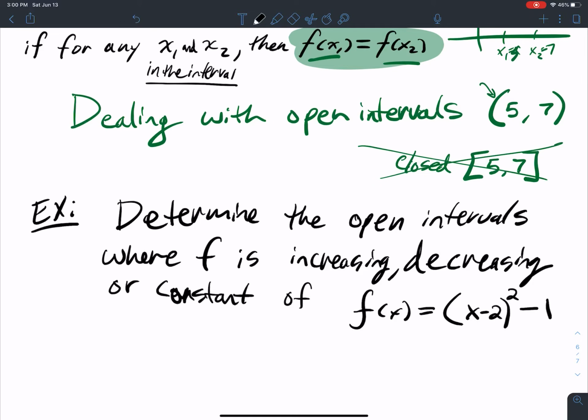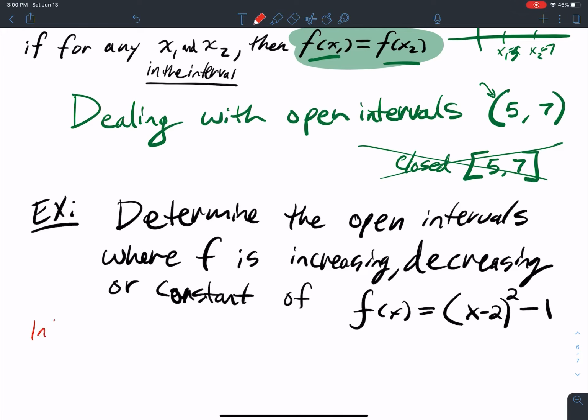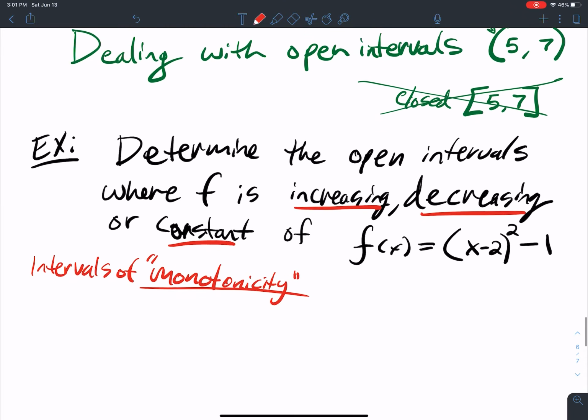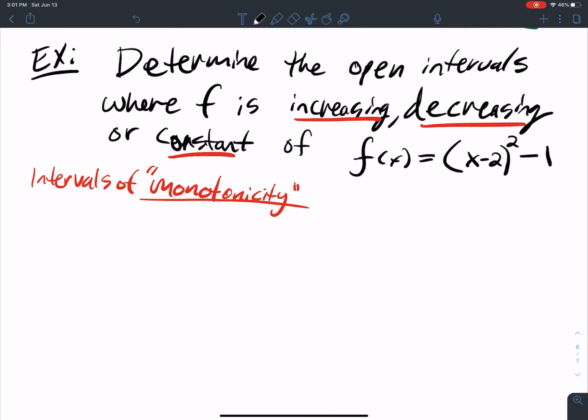Now, sometimes you might see it written as the intervals of monotonicity. Monotonicity is a fancy way of saying where is it increasing, where is it decreasing, where is it constant. So if you see that in your homework, don't freak out. That's just a fancy way to say where are we increasing, where are we decreasing.